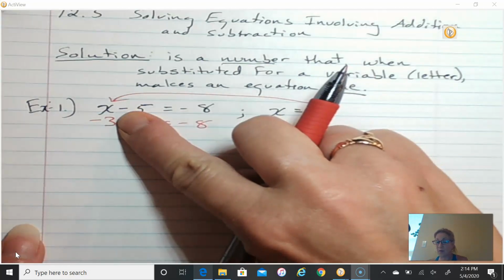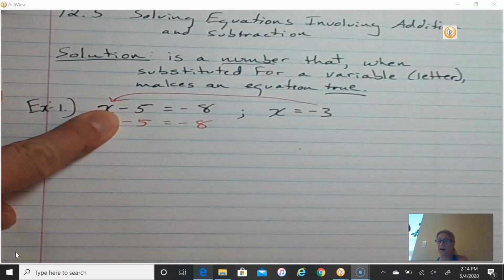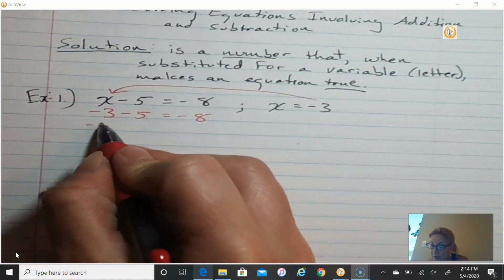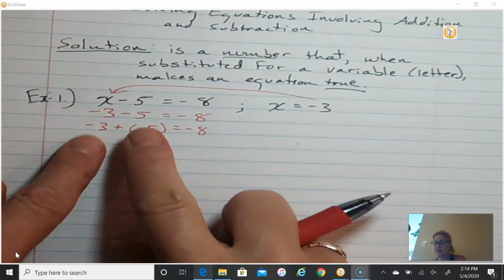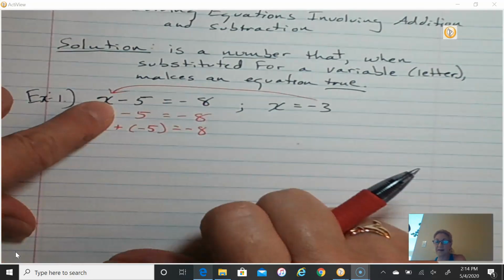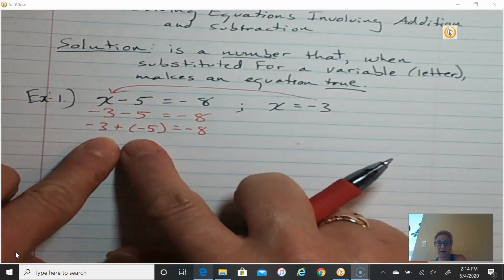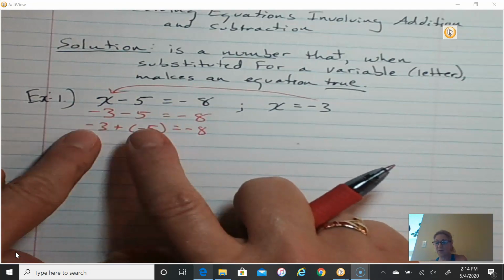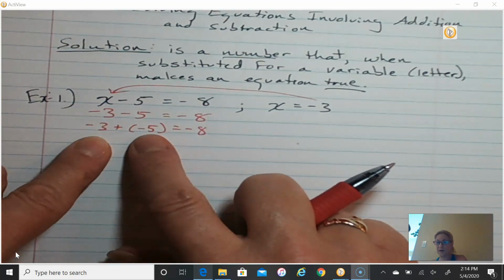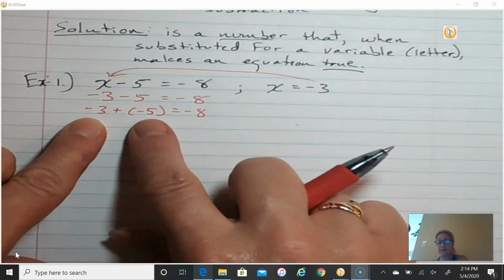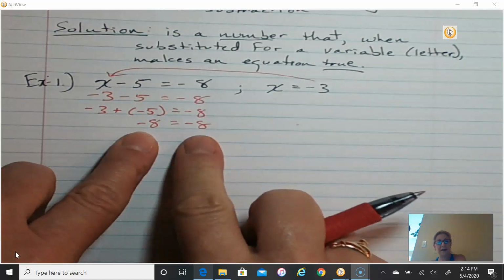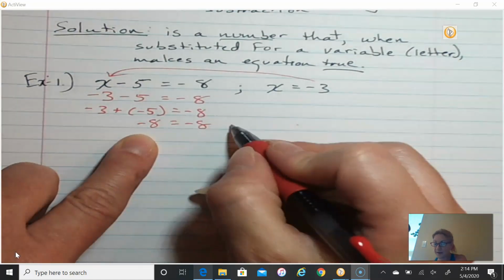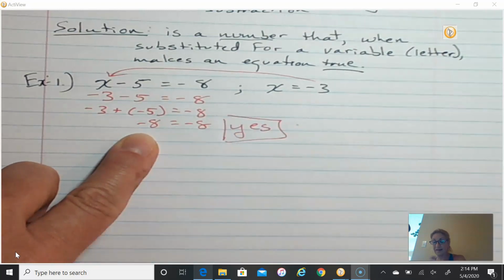That's a -3, boys and girls, and a -5. You got to start seeing it that way, okay? If you want, I will rewrite it like this, but make sure you see that that's a -3 and that's a -5. So if the signs are the same, we add and keep the sign. So -3 and -5 is -8. Does -8 equal -8? Yes. And that's your answer.